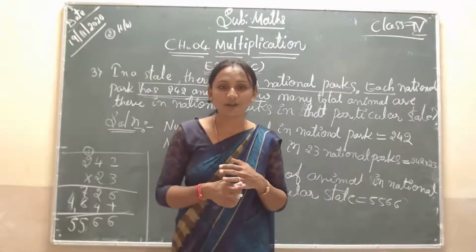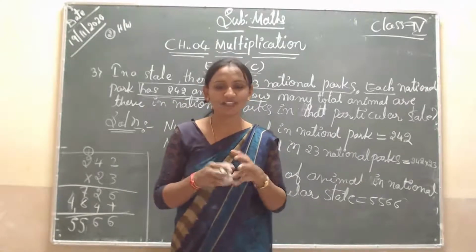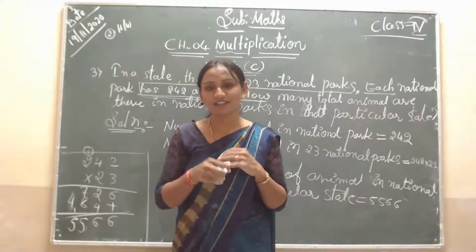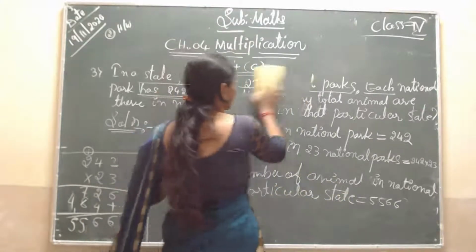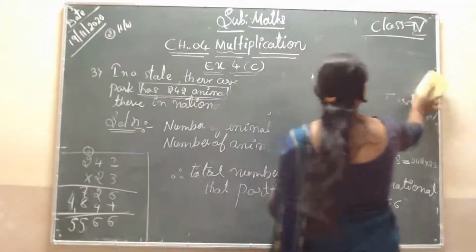So 1 year is how many months? That is 12 months. You know that half a year is 6 months. Students, you just have to recall that. Okay, so next, I will explain in the next question, that is the fourth one.